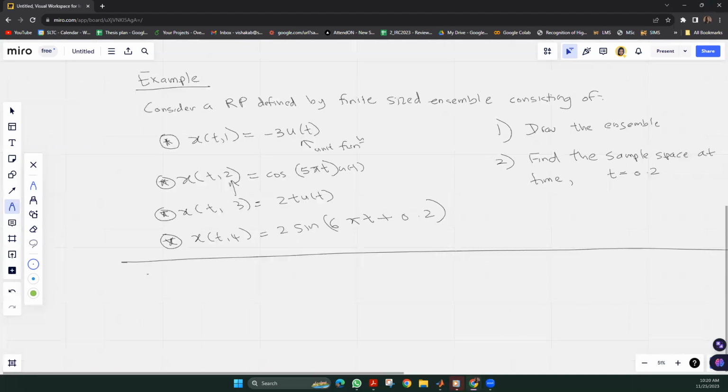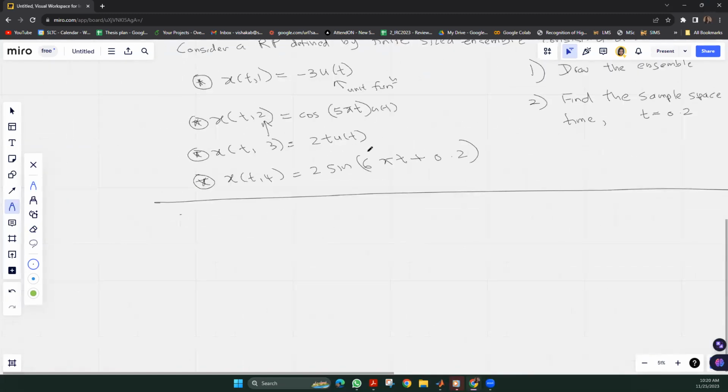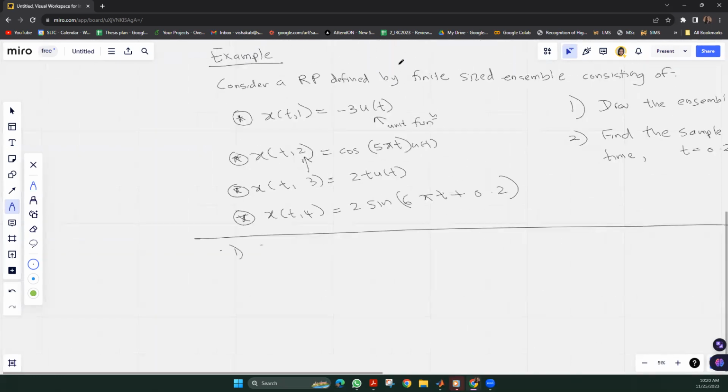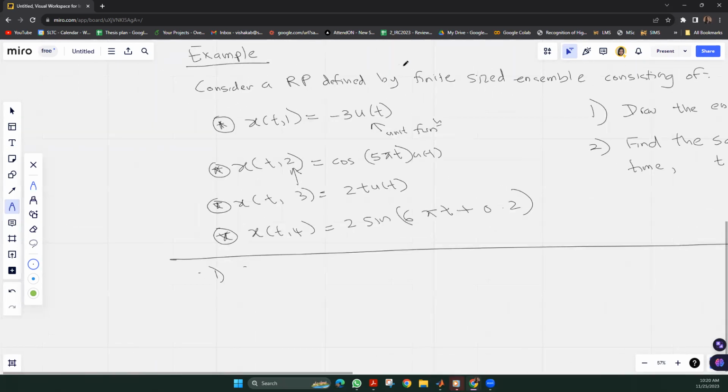So shall we try to draw the ensemble? Drawing the ensemble means drawing all the possible realizations. All the possible realizations are four. There are only four realizations that are defined for this random process, so this random process has only four realizations as the outputs.